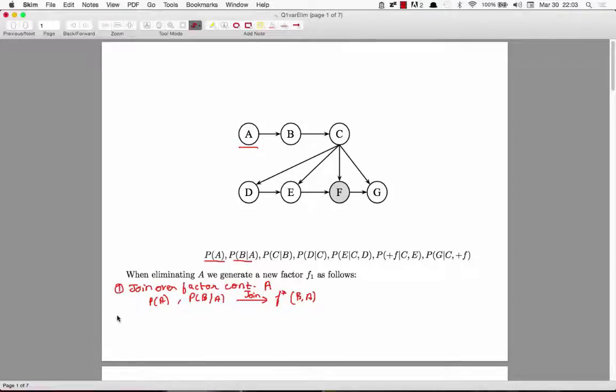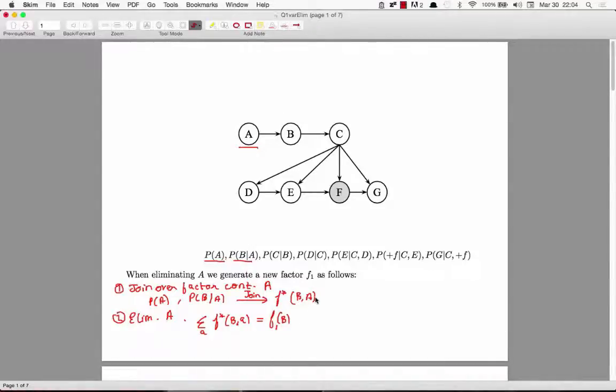And the second one is you eliminate that particular variable from the factor that you just obtained. So elimination would basically be summation over a f star of b comma a, and this gives us the factor after the variable elimination, which I'll call f1b.